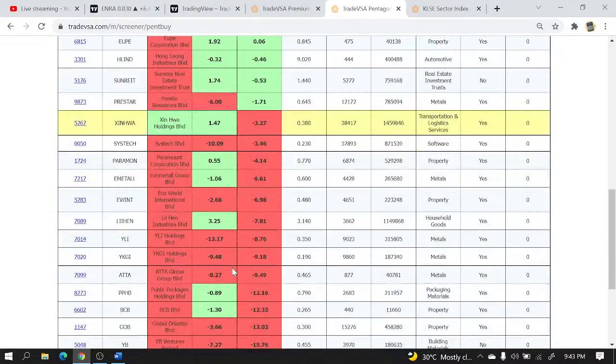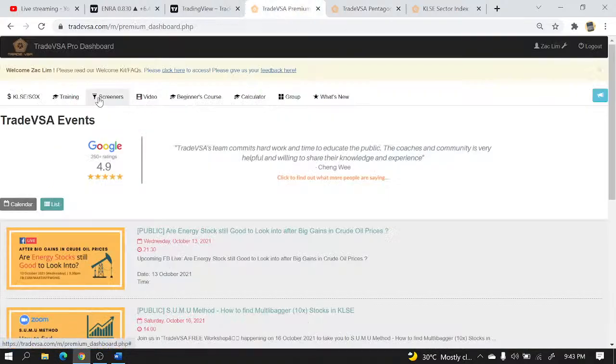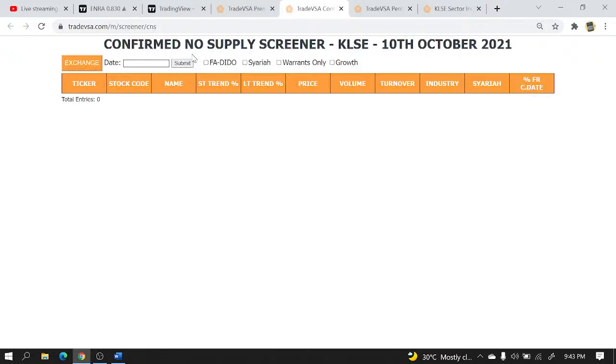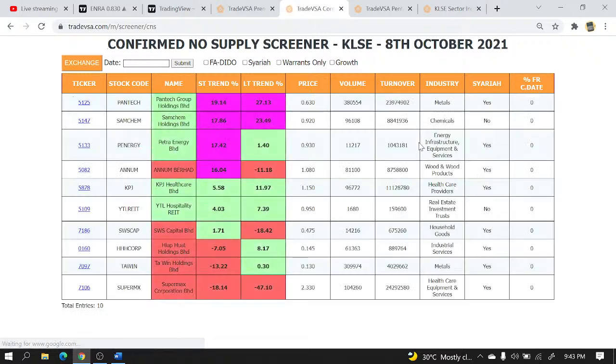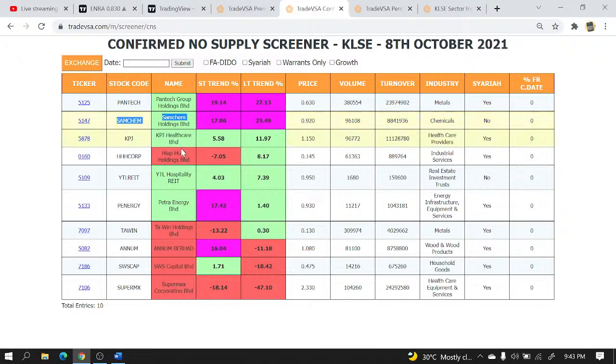So okay, let's go for others. If not, what you do? Go directly to NS signals. The screeners there. Again, choose the date, 8th of October. Okay, we got Pentag. Some champs, but some champs close with resistance already lah. P Energy, Tarvin. Let's see Pentag and K.